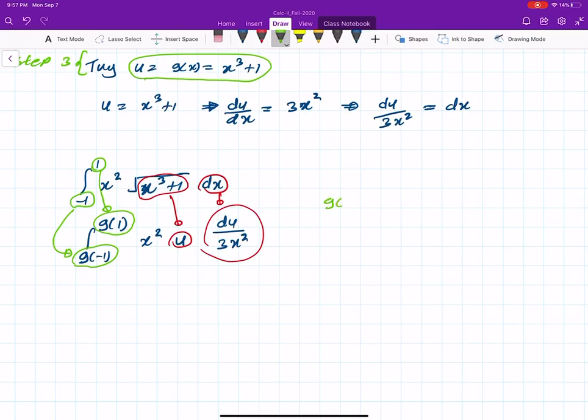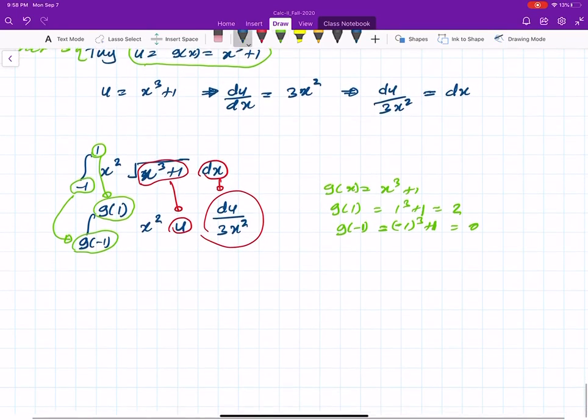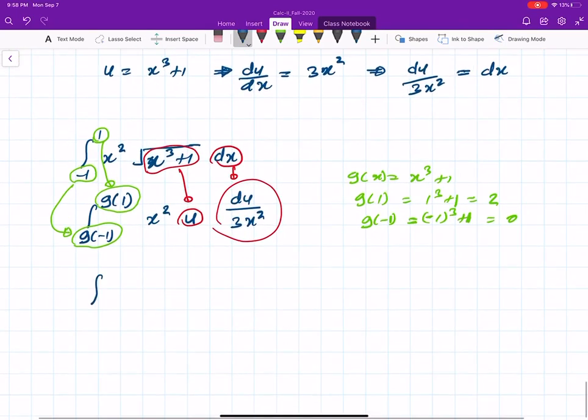What I'm saying is g(x) should be x to the power 3 plus 1. Because of that reason, g(1) should be 1 to the power 3 plus 1, which is 2. g(-1) should be (-1) to the power 3 plus 1, which is 0. So this is 0 to 2.